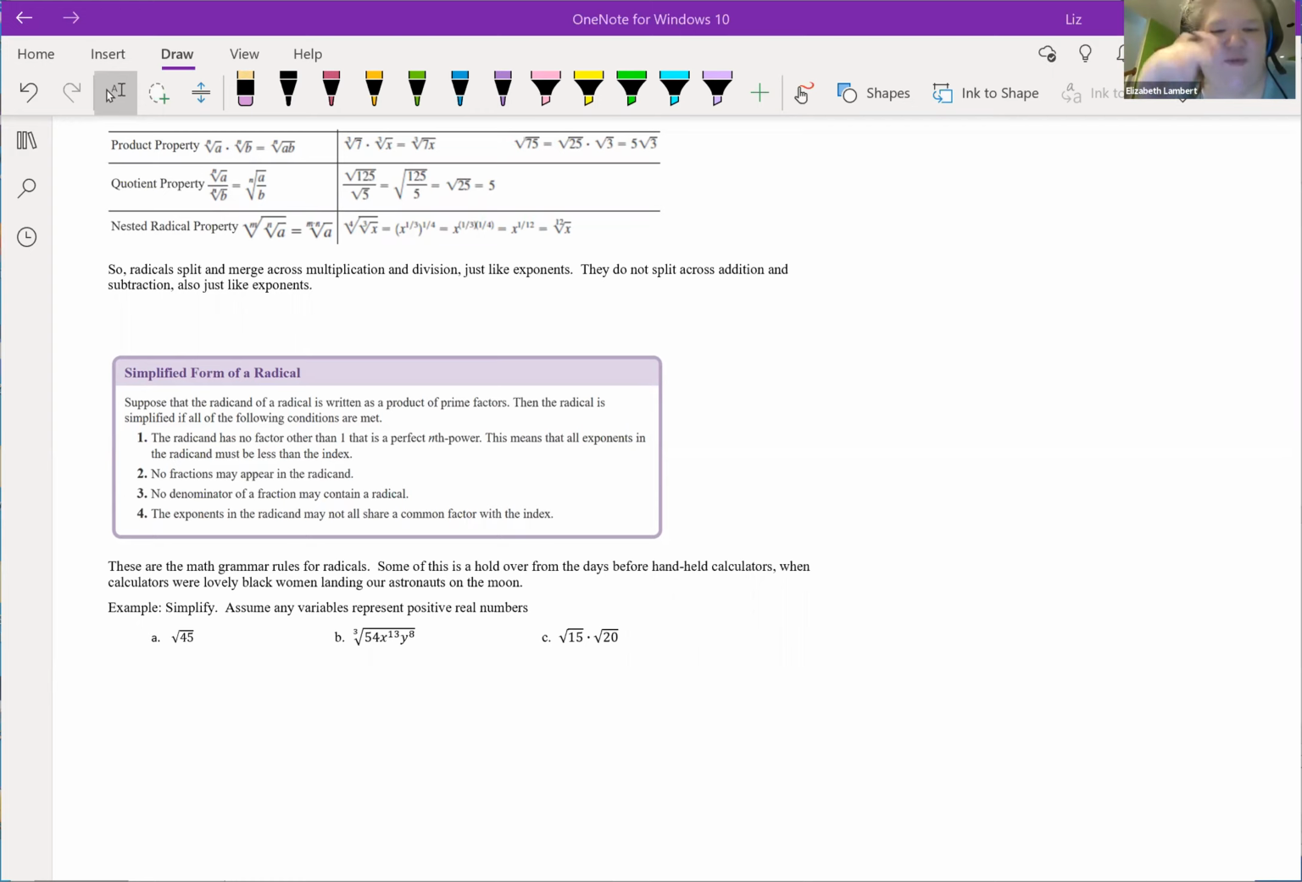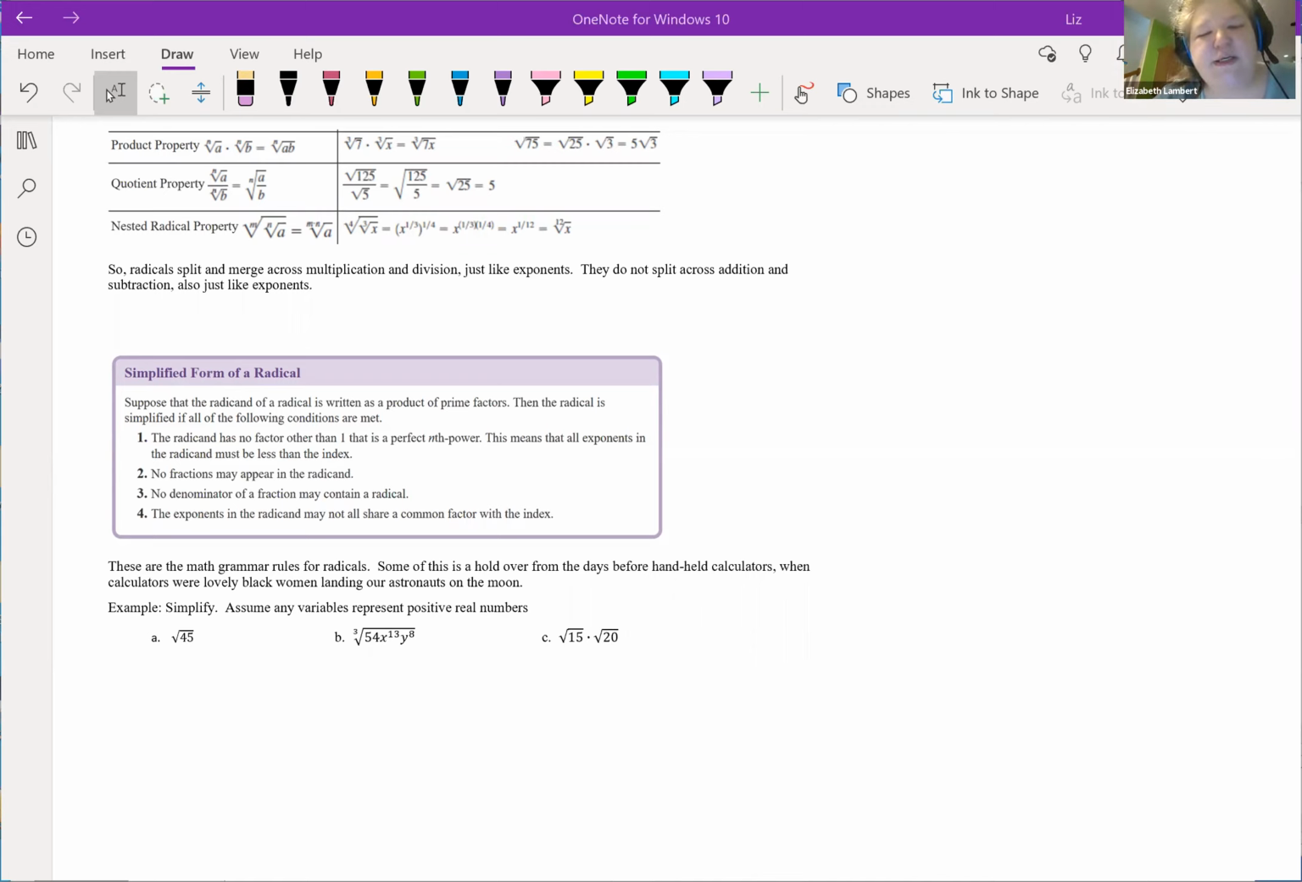If you ever run across nested radicals, writing them in the fractional form is the way you want to go. Because it probably won't be del calculus, and the fractional form is always better than the radical form. All right. So then we have this simplified form of a radical.